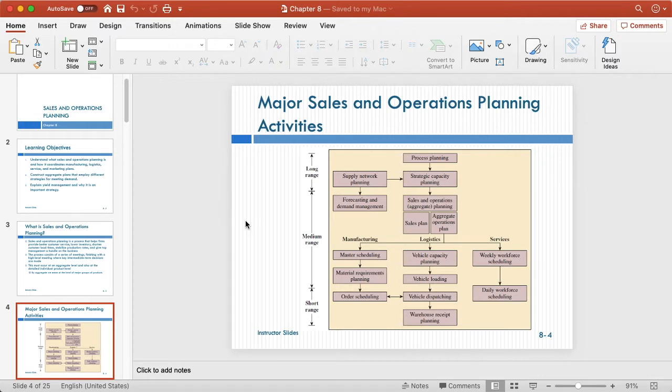And then the strategic capacity planning. The strategic capacity planning deals with determining the long-term capabilities of the production system. Okay, so this plan is more dealing with the supply capacity. And additionally, the supply network plan determines how the product will be distributed to the customer on the outbound side.